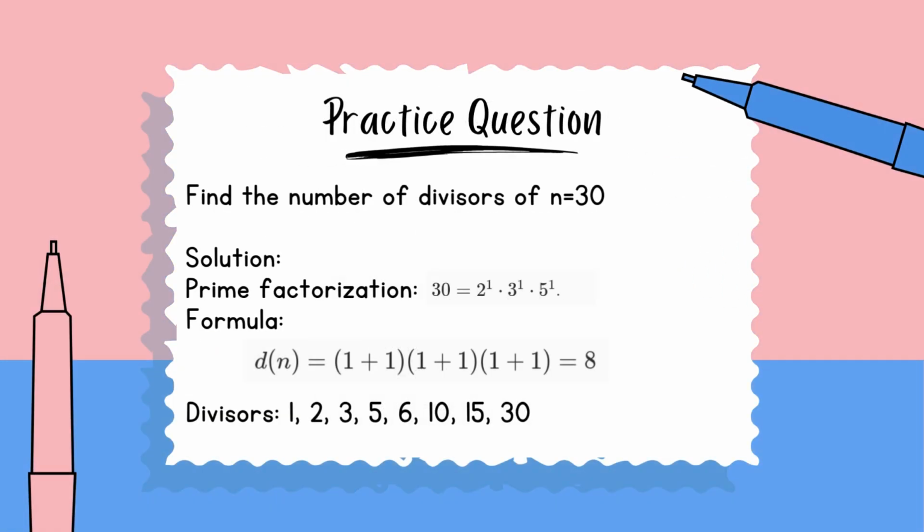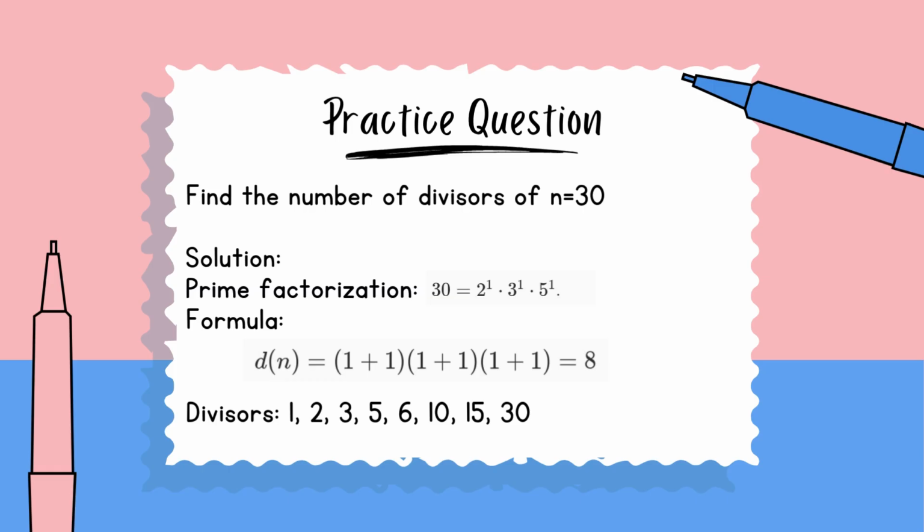Now let's solve a practice question together. Find the number of divisors of n equals 30. For step 1, prime factorize: n equals 30 equals 2 times 3 times 5. For step 2, use the formula d of n equals e sub 1 plus 1 times e sub 2 plus 1 times e sub 3 plus 1.